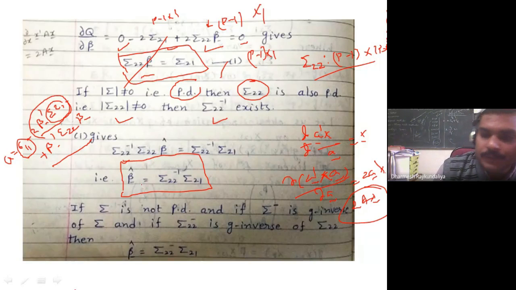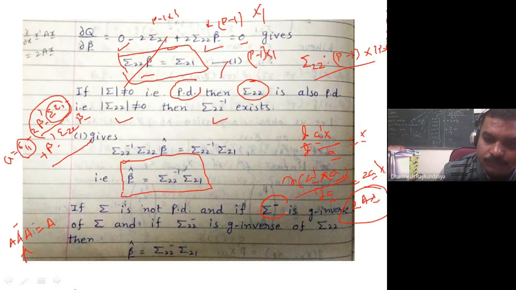In matrix theory, you have studied the concept of a G inverse. The matrix A bar is said to be a G inverse of matrix A when you write A A bar A is equal to A. So when the regular inverse does not exist, then we can go for the concept of a G inverse. So here, why does the regular inverse not exist? Because sigma is positive semi-definite. So when it is positive semi-definite, it means that the determinant of sigma is 0.